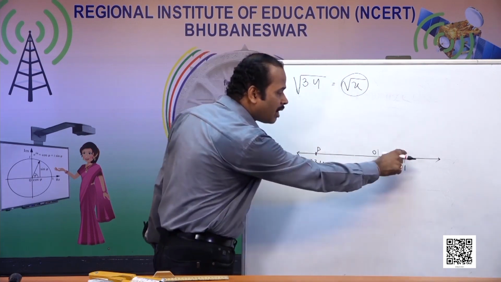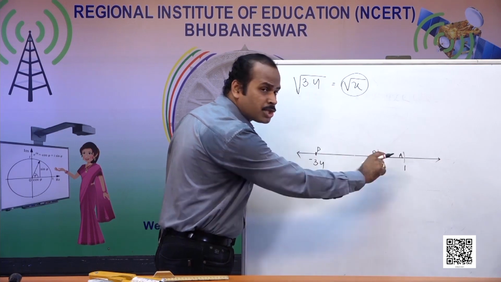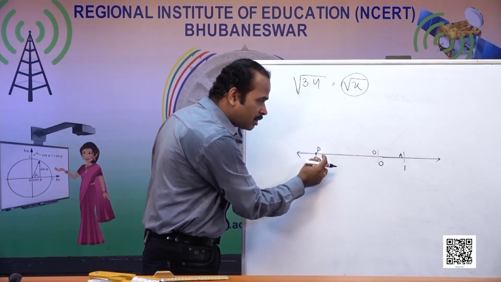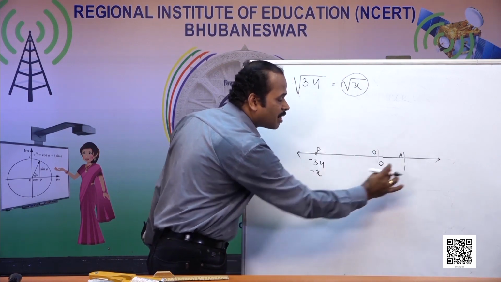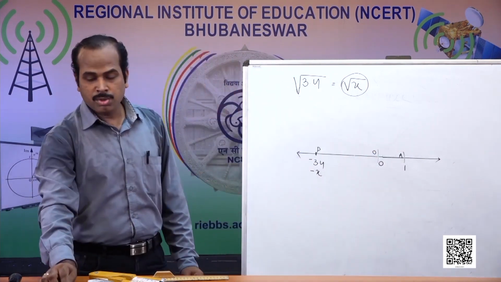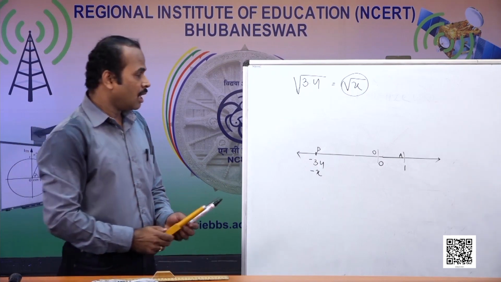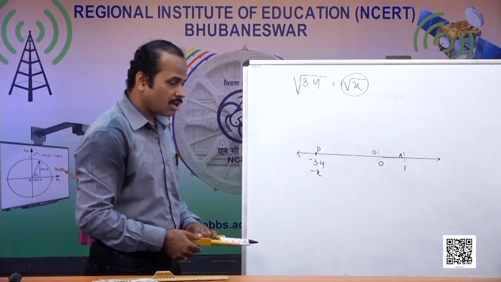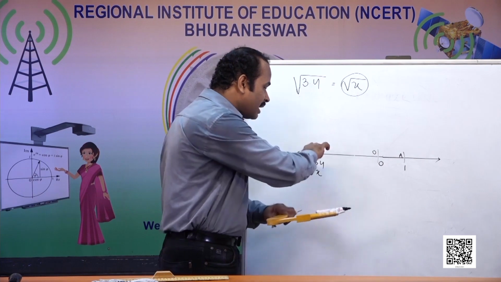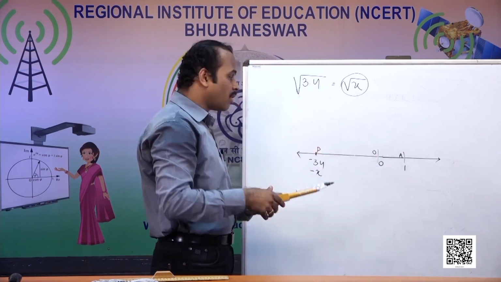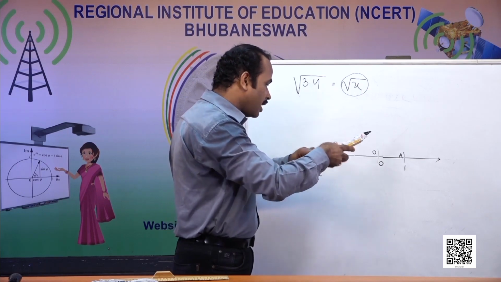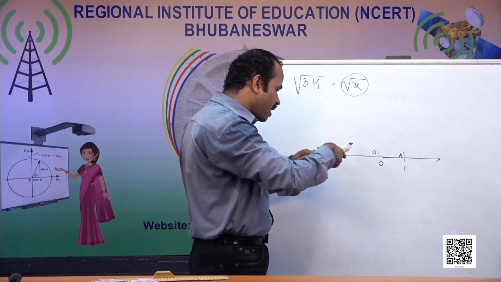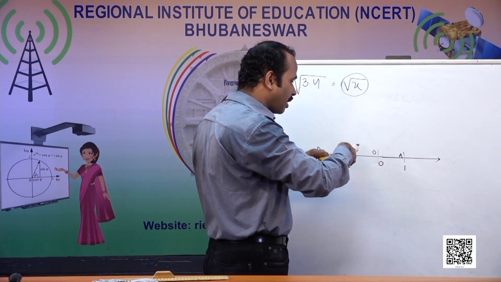Now, what is the P to A distance? This distance is 3.4, and this point is 1, so 1 plus 3.4, the total distance becomes 4.4. Now, what will I do next? I will divide this PA length into 2 equal halves to find the midpoint of PA. In order to find the midpoint, I have to bisect it through the perpendicular bisector.